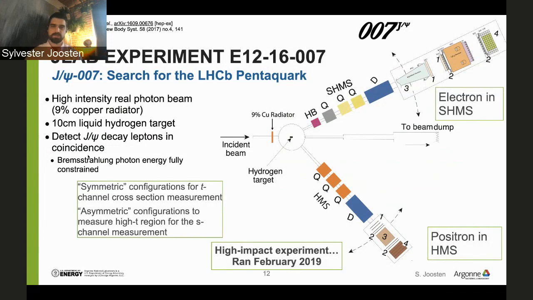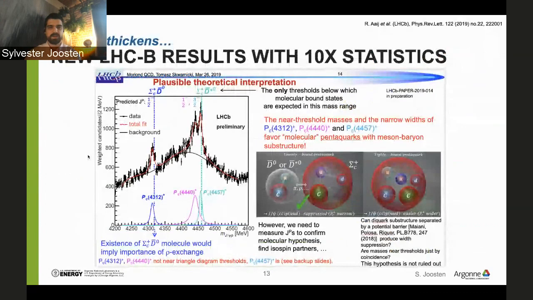Of course, we ran the experiment in February 2019, and right after we ran the experiment, the LHCb collaboration announced their new results, which included 10 times the statistics, and which found a third pentaquark state and resolved the one narrow pentaquark state into two even narrower pentaquark states.